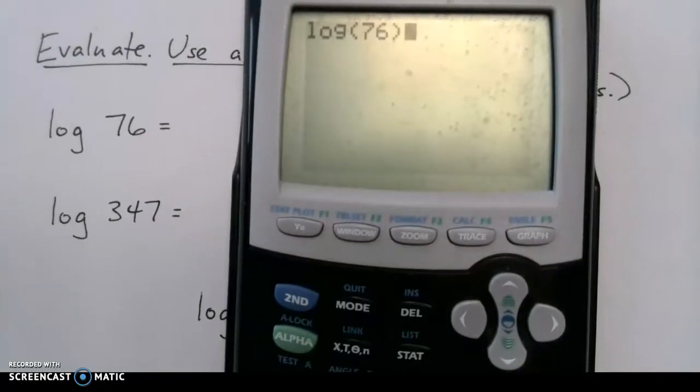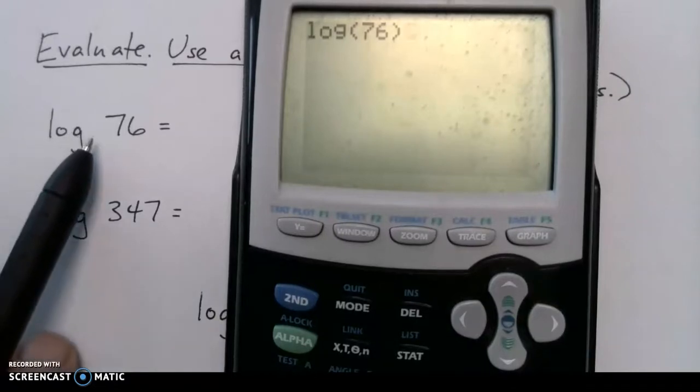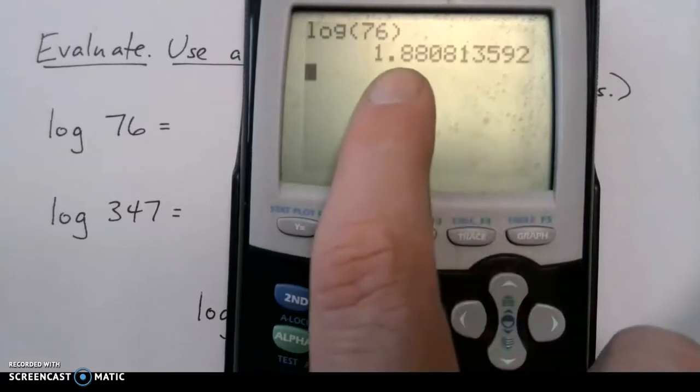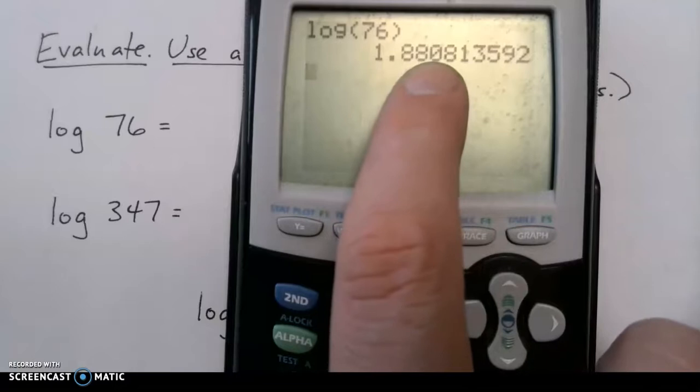And before I hit enter, I want to think about what that might be. This is essentially asking what power of 10 gives you 76. Now I know that 10 to the first power is 10, and 10 squared is 100. This is going to be 1 point something, between 1 and 2. And it is. It's 1.881 if I round to 3 places.